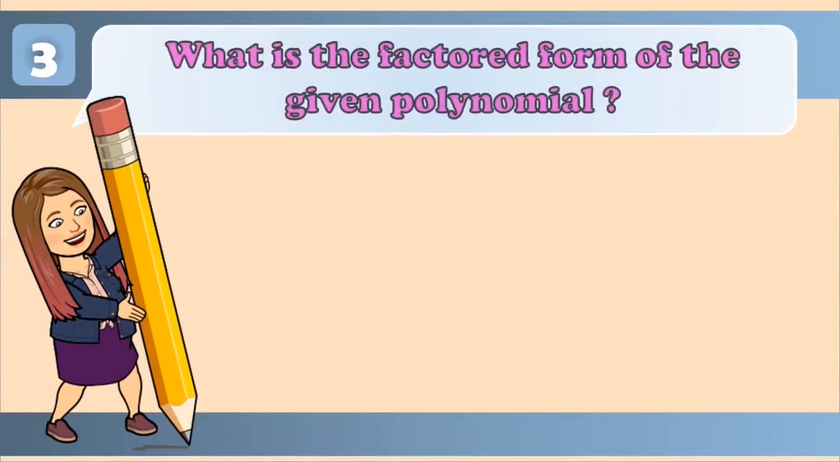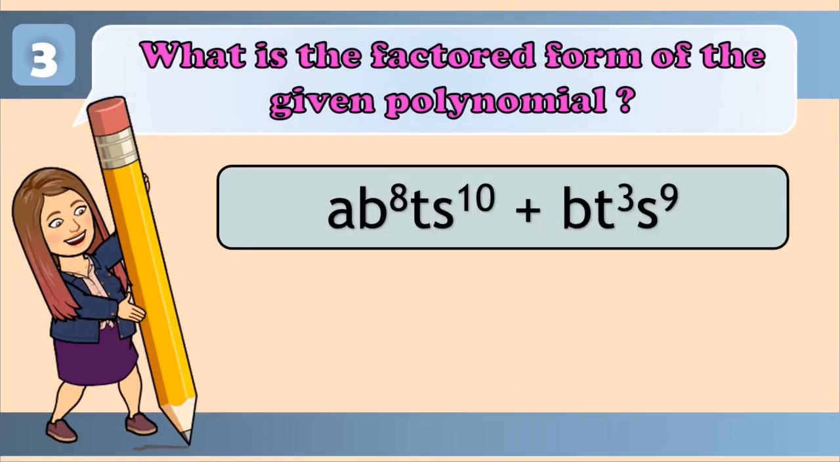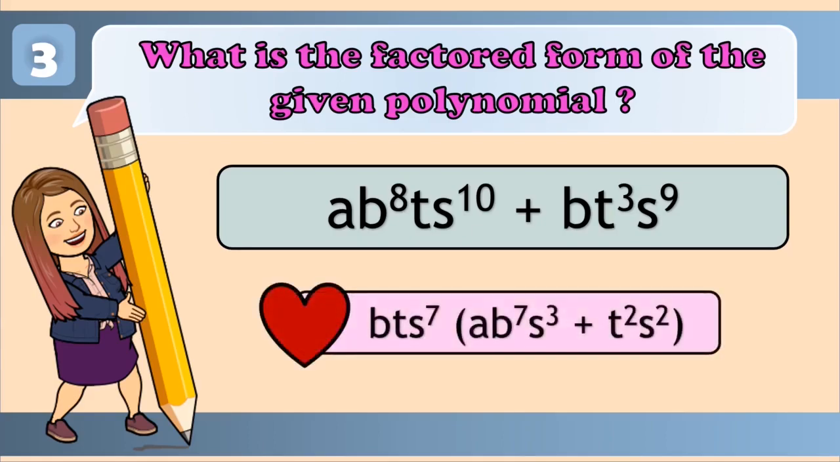Lastly, what is the factored form of the given polynomial? A b to the power of 8 ts to the power of 10 plus bt to the power of 3 s to the power of 9. I want you to do it on your own. Pause. Do you have the answer? Yes, it's bts to the power of 7 times the quantity of ab to the power of 7 s cubed plus t squared s squared. Very good!